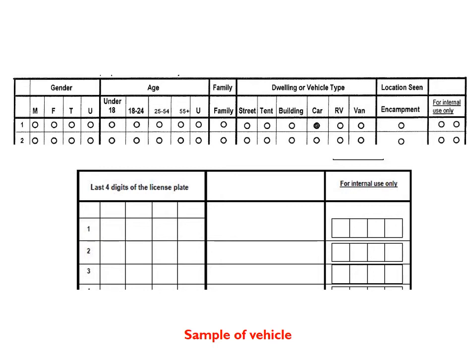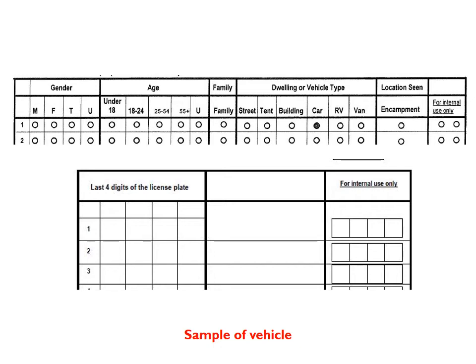If you're able to see 2 people and you can guess their gender and age, you can go ahead and fill in a line for each person and fill in the bubble for car on each line. But this is an example of you being unable to tell how many people are inhabiting the vehicle, but you can tell that somebody's living in there and that you are seeing a car.